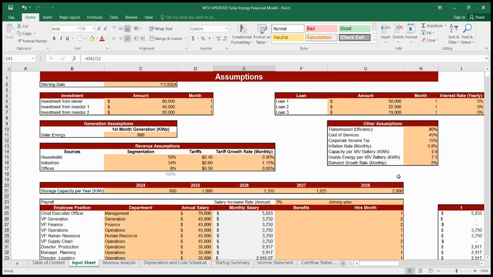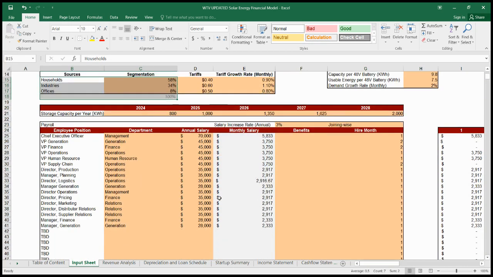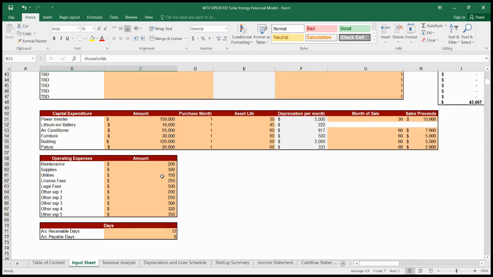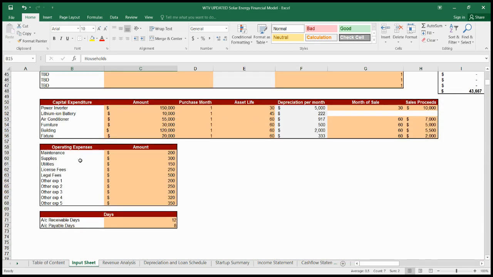First sheet is the input sheet. The input sheet comprises the major assumptions that we have used in the model, like investment from equity, investment from debt, assumptions for solar energy, assumptions for revenue, and after that we have payroll for employees. And after payroll, we have capital expenditure and operational expenditure. And after them, we have account receivable and account payable days.